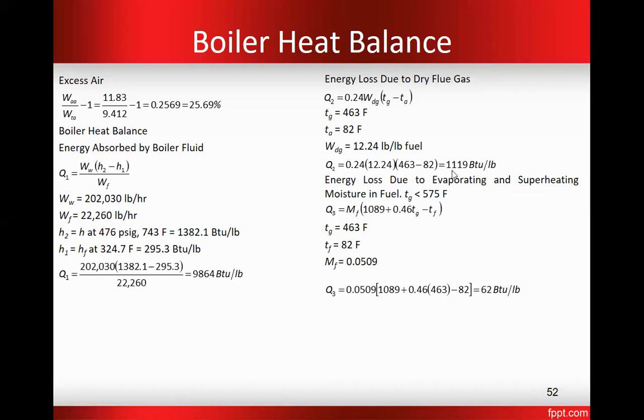Next, energy loss due to evaporating and superheating moisture in the fuel. T sub G is less than 575 Fahrenheit, as it was 460. So Q sub 3 is equal to M sub F times 1089 plus 0.46 times T sub G minus T sub F. T sub G is 460, T sub F is 82, M sub F is 0.0509. Q sub 3 is equal to 0.0509 times 1089 plus 0.46 times 460 minus 82, which is 62 BTU per pound.